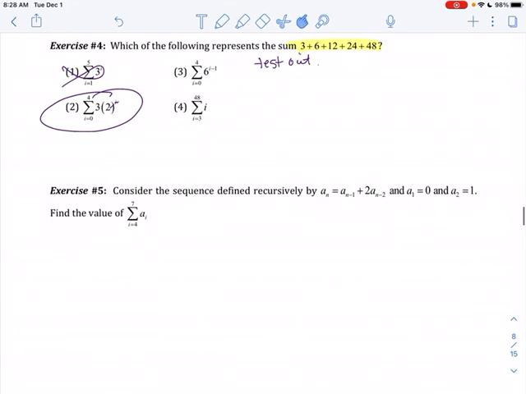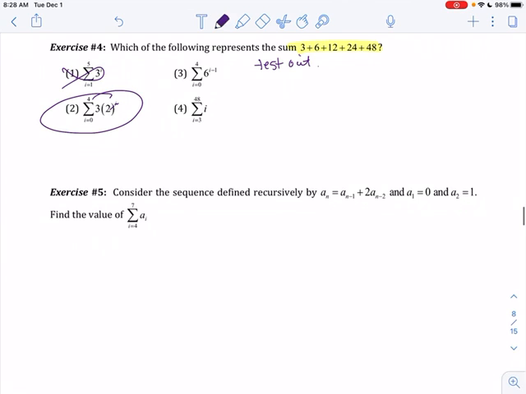All right, last problem. Consider the sequence defined recursively by a sub n equals a sub n minus 1 plus 2 times a sub n minus 2, and they give you the first 2 terms. So basically, let me get a pen, a sub 1 is 0, okay? A sub 2 is 1. A sub 3 is the previous term, which is a sub 2, plus 2 times the previous term before that.